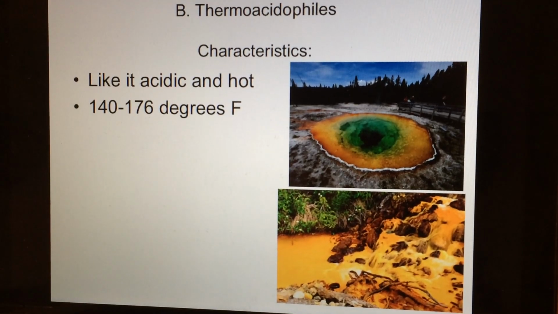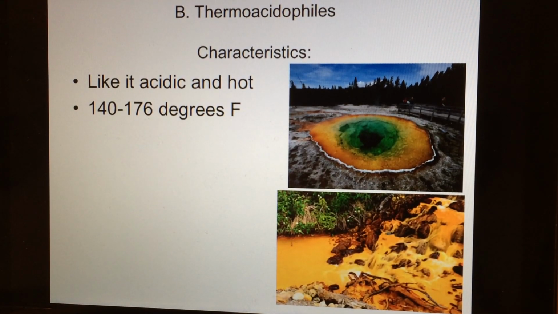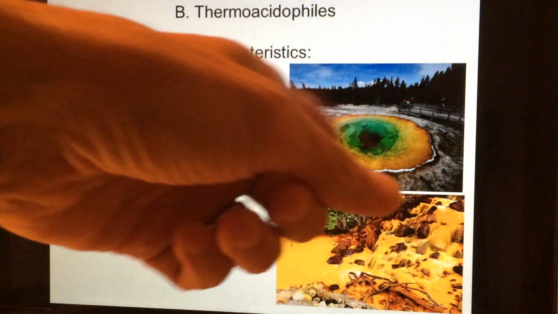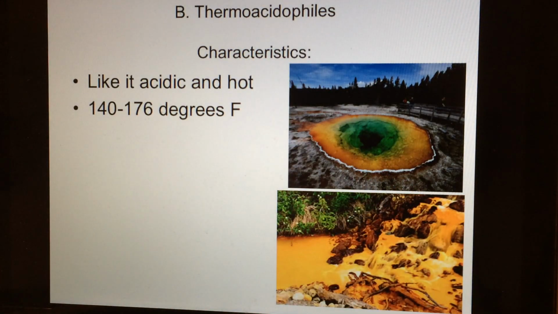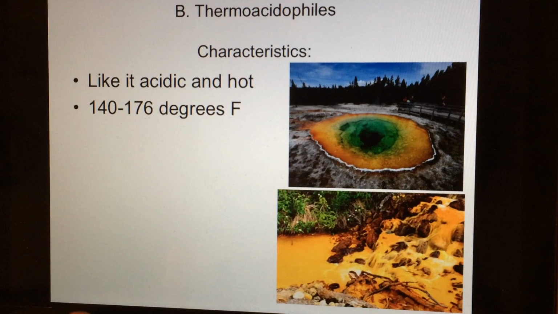Next, how hot do they like it? Between 140 and 176 degrees Fahrenheit. And I'm telling you right now, in those temperatures, you could burn your skin. And this is actually a hot spring in Yosemite. If you fell in there, you would not make it. It looks like, oh, I'll just go in there and swim around. Nope, you'd be cooked like a lobster.